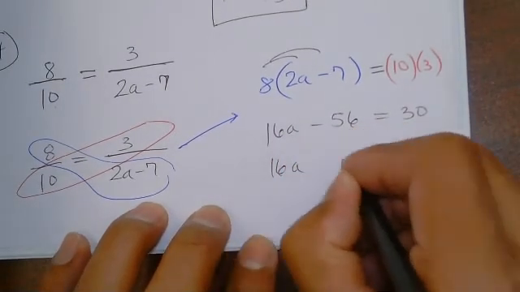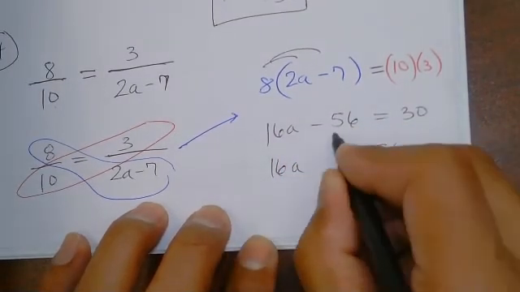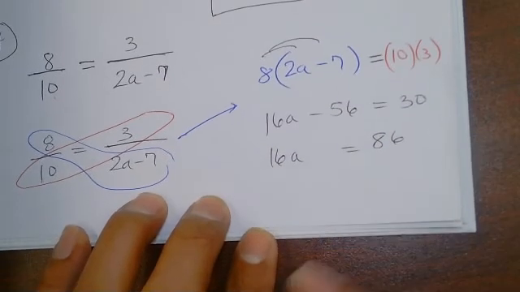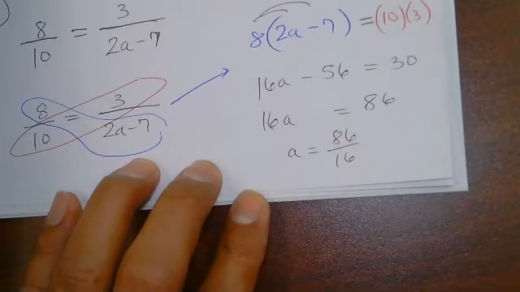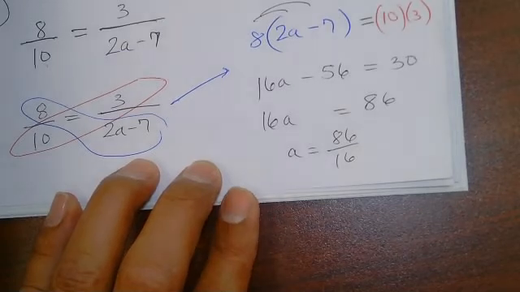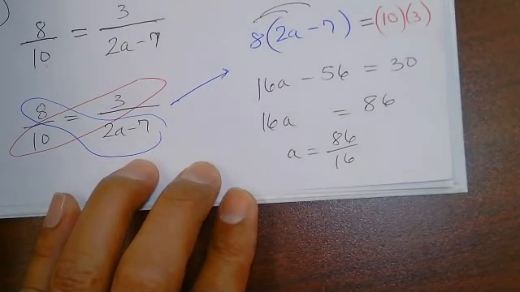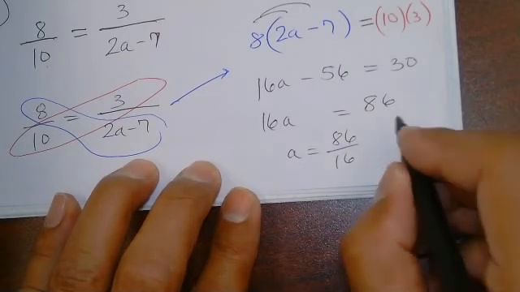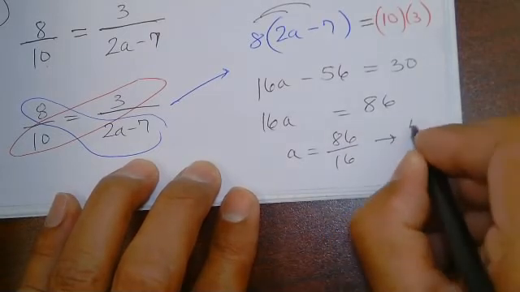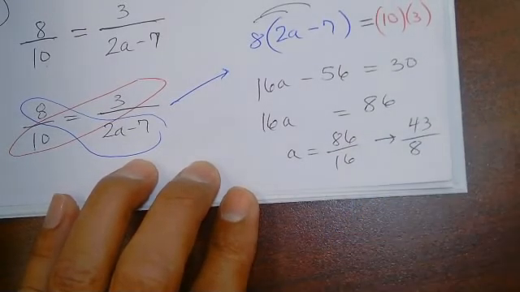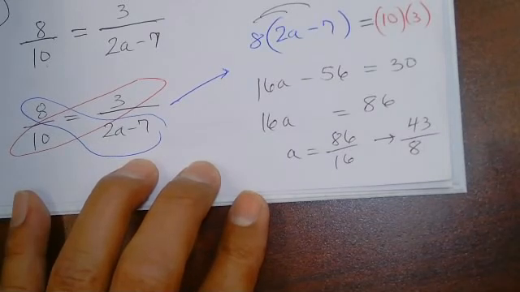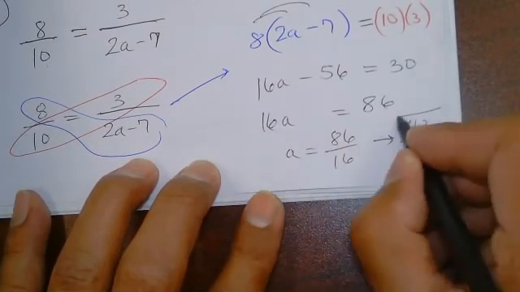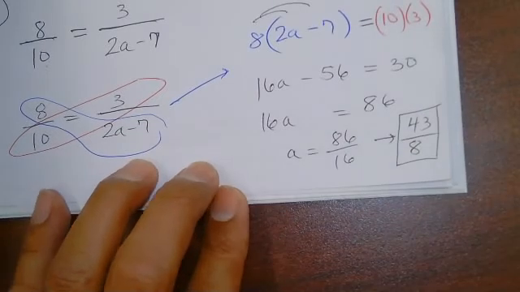16a minus 56 is equal to 30. All right, and you see the rest is just Algebra 1 solving, right? That'll be 16a is equal to 86. Right, because I got to do plus 56 plus 56. I'll get a is equal to 86 over 16. And then you reduce by what? By 2? If I reduce by 2, it'll be 43 over 8. I think that's it. That's the answer, right? You divide by 2 and divide by 2. Okay.